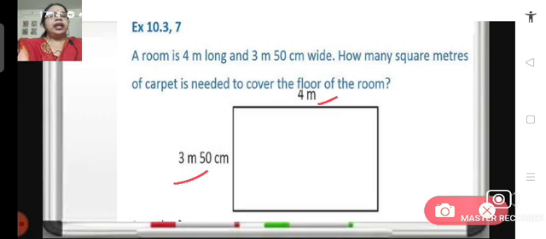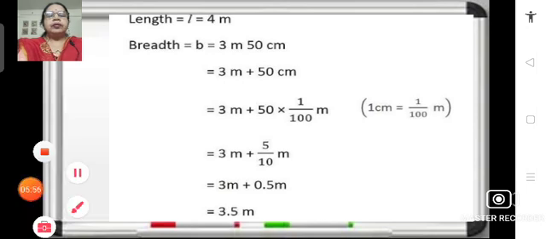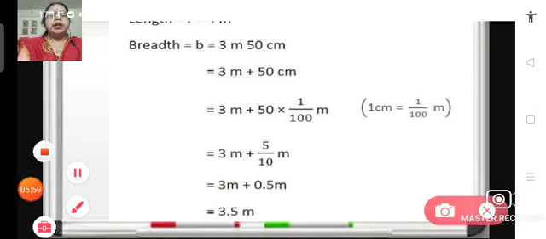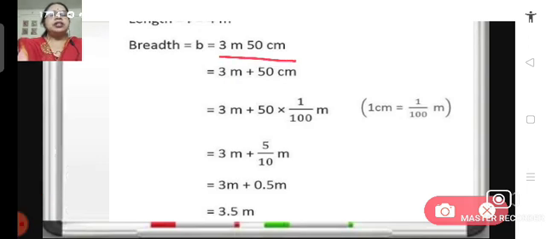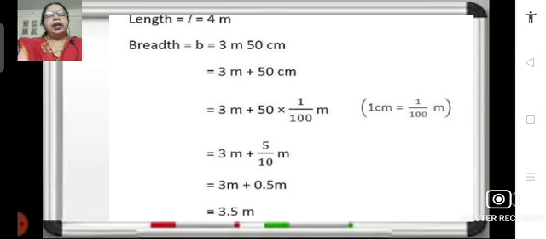So, we have to find the area of the floor to find out how many square meters of carpet is needed, and it has to be in meters, isn't it? So, let's first change the dimensions. Both the dimensions should be in same unit. So, we will change the breadth, which is 3 meter 50 centimeters, into meters, because in the question it is asked that we have to find out the area of the carpet in square meters. Alright. So, let's change breadth of the room or the floor in meters.